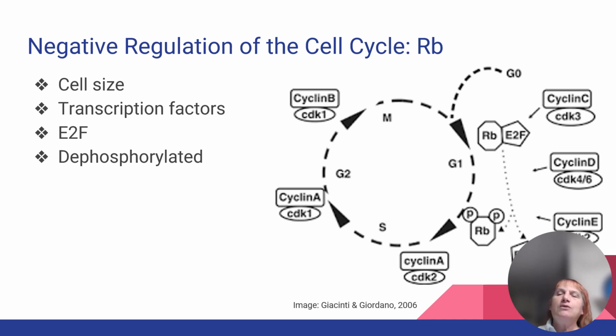As cell size increases, retinoblastoma is phosphorylated to a point of inactivity. So as it gets phosphorylated, it gets to a point where retinoblastoma cannot be active any longer. At that point, E2F is released, and it is free now to turn on the genes to produce the transition proteins needed for the G1 to S transition.